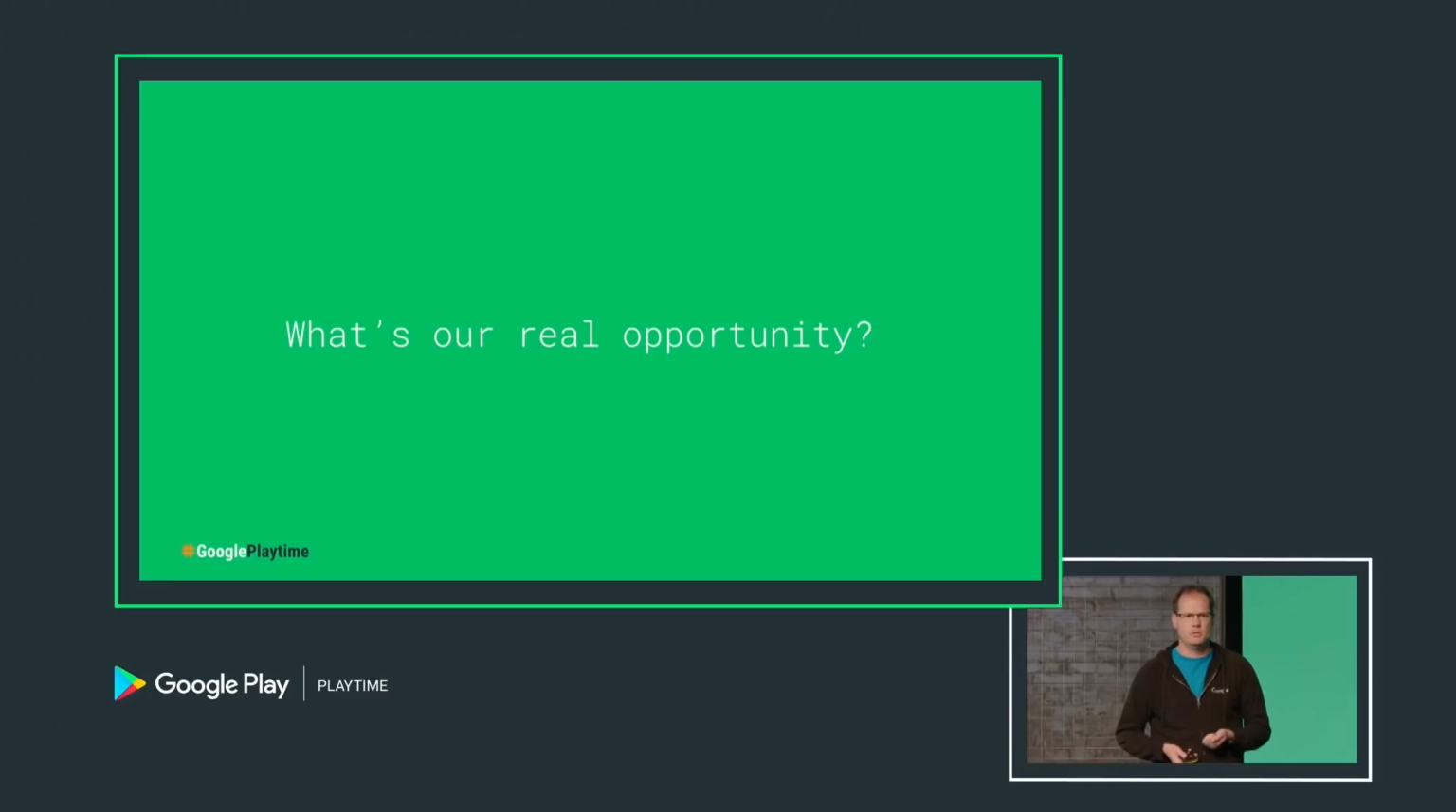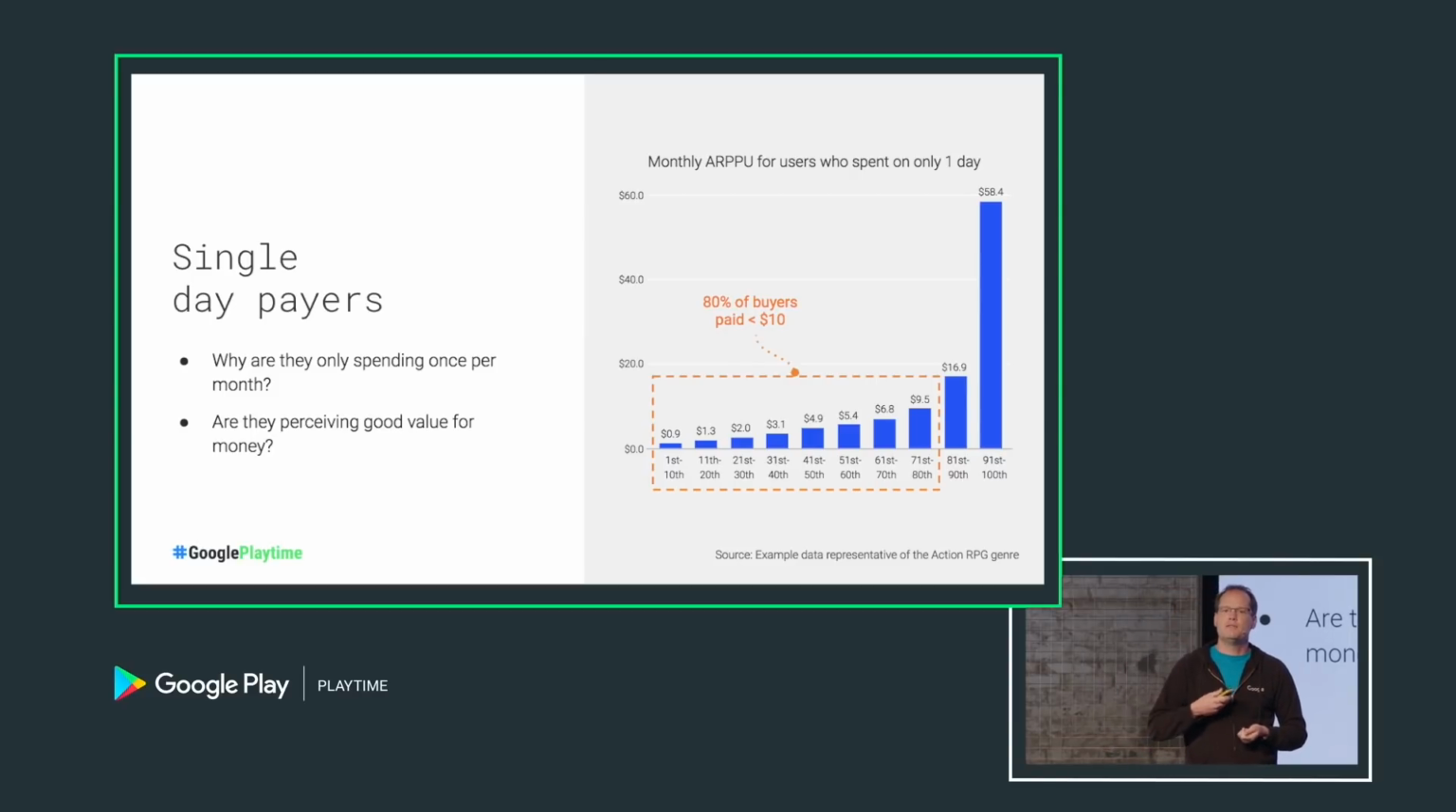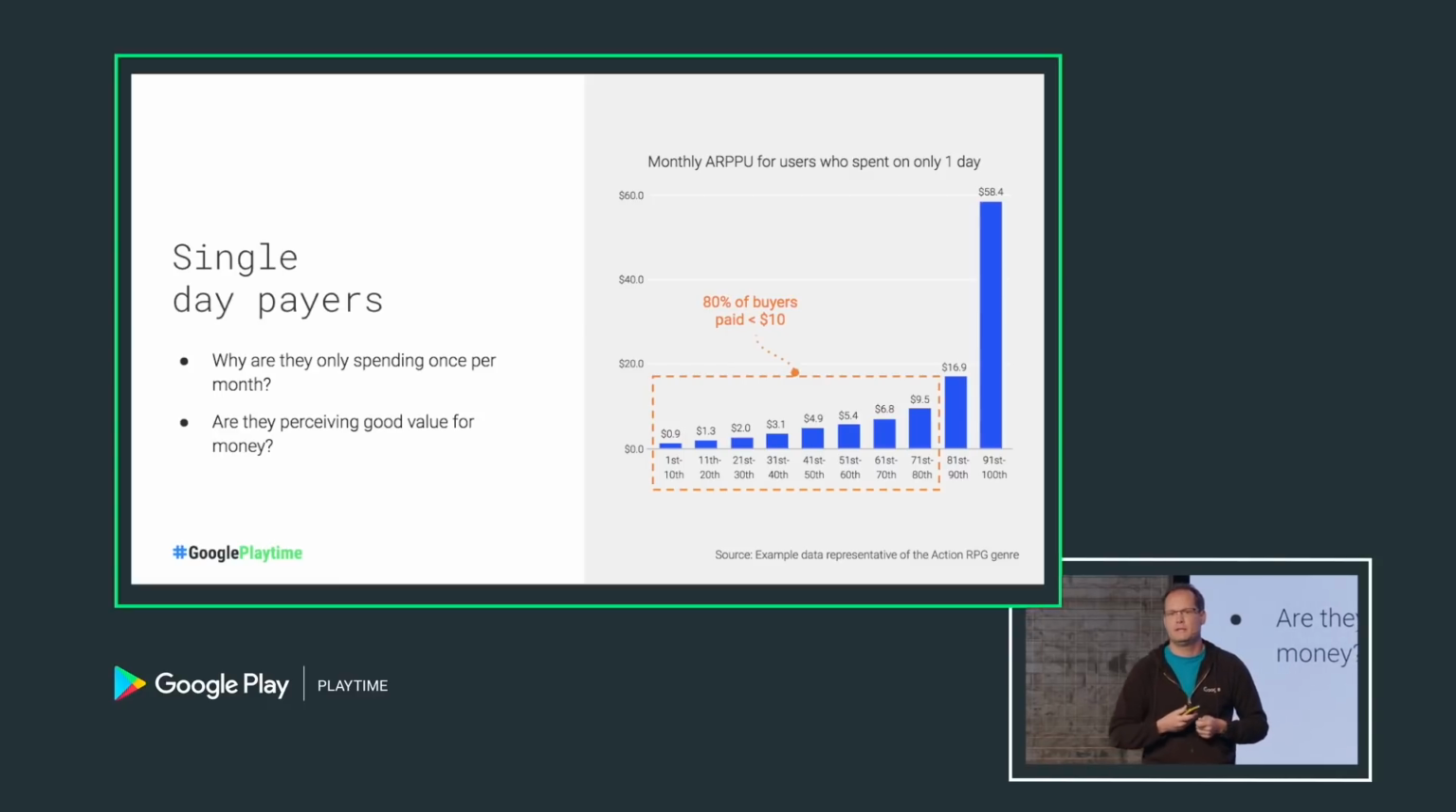So what's the real opportunity here? What should we be focusing on, and where can we extract potentially the most value? In my mind, it's taking a real focus on those users who are only paying on one day. And again, with this example game, 80% of these buyers who only paid on one day paid less than $10. So to me, this is a huge upside and a huge opportunity to go after these users with very targeted offers, very targeted sales, an exceptional, compelling value proposition, and get them to open up their wallets.